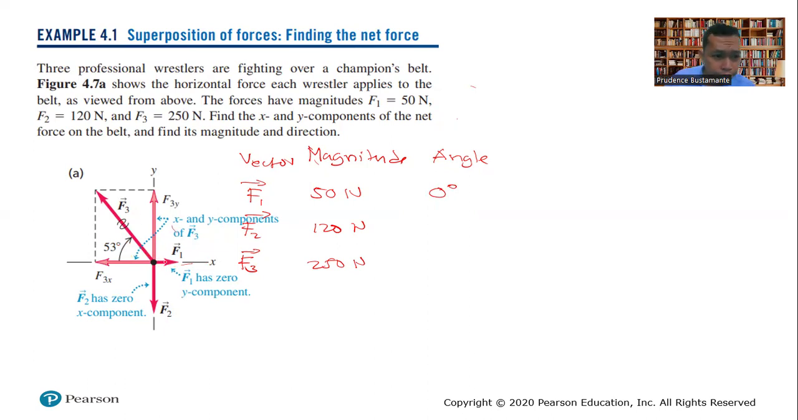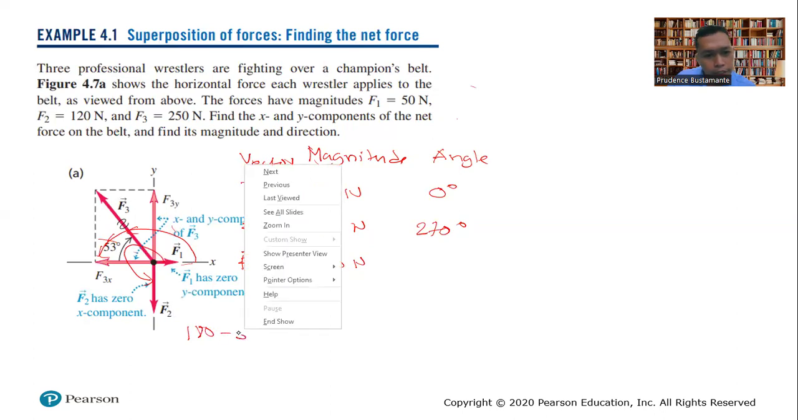Kaning F2, gikan sa positive x-axis, atong kwentahon ang iyang angle is 270, kay 90 man kada quadrant, 90 plus 90 plus 90. So we have 270 degrees. Pero kaning F3, ang iyang angle ani is 180 minus, kay gikan sa positive x-axis padulong diha, padulong diri, I mean padulong diha is 90. So 180 minus 53.